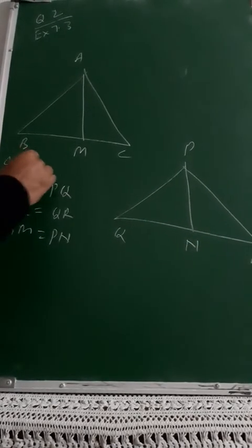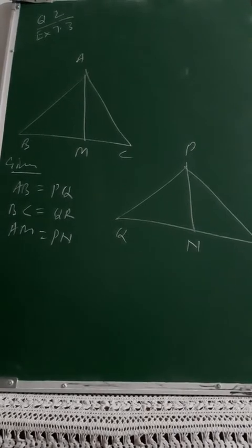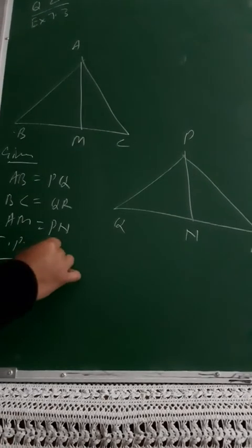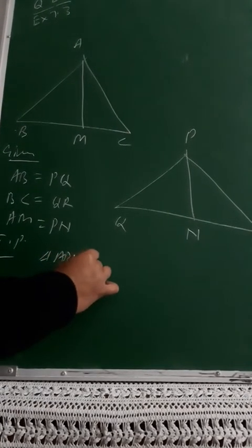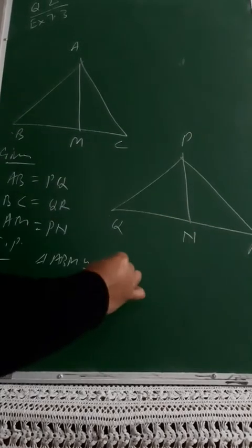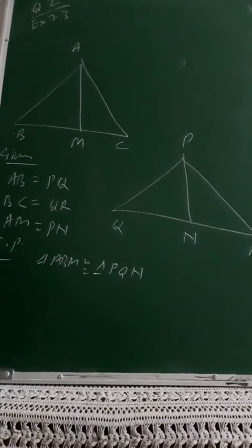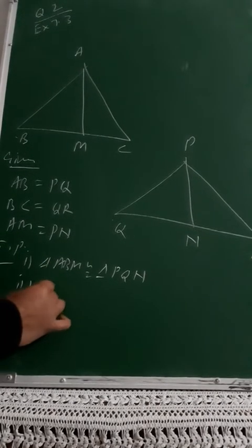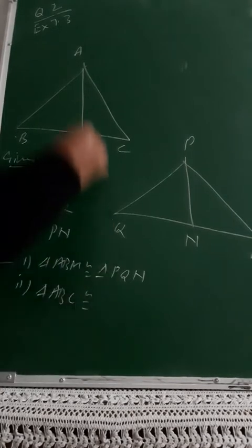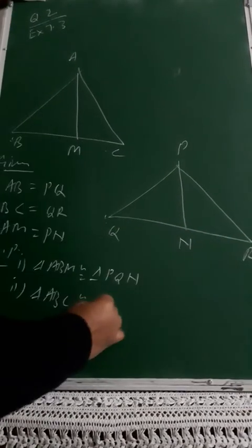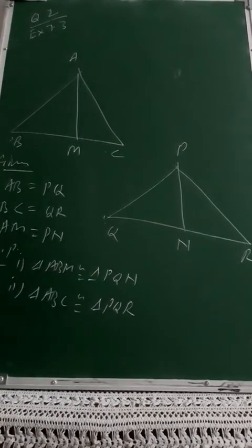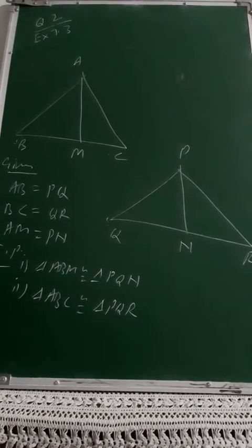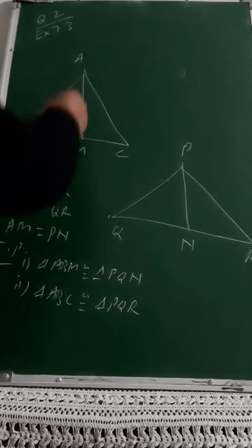So this is given in both the triangles to you, and you need to prove triangle ABM is congruent to triangle PQN. First part is this, and in the second part you have to prove that the whole of triangle ABC will be congruent to your triangle PQR. Again, I don't think any difficulty you people will be finding to get the proof of these two parts. So I think enough information is available with us.